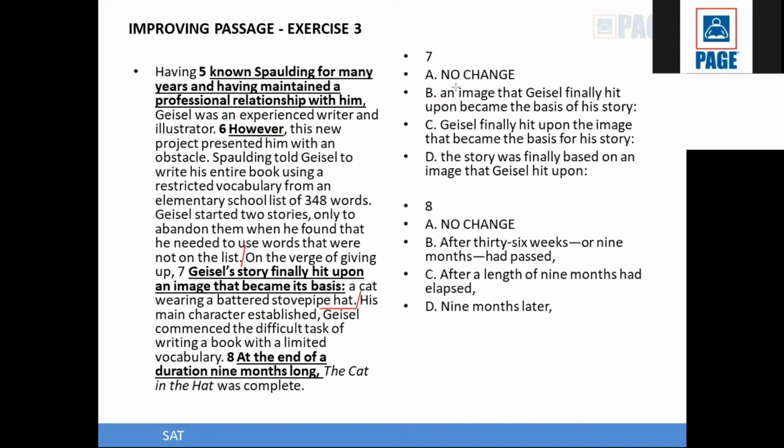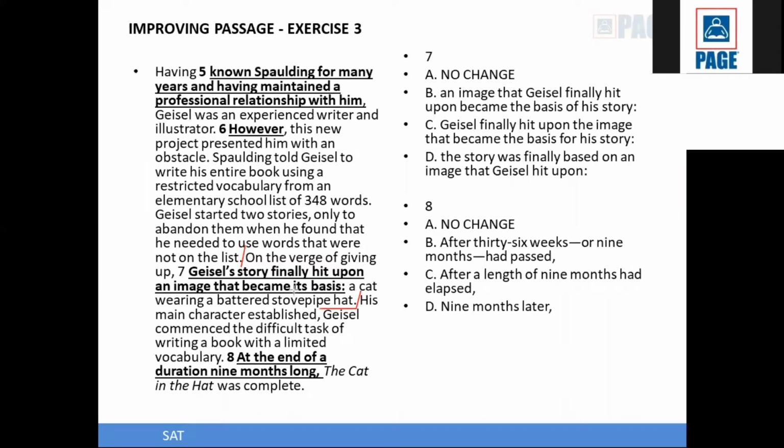What did they say? They just wanted us to find out whether we need to have any change in the sentence or not. Nothing is given. So, "on the verge of giving up", so he was tired. He did not know what to do. "Gaze's story finally hit upon an image that became its basis": colon marks. That means he's going to explain further. "A cat wearing a battered stovepipe hat." So "finally", an -ly word, adverb. "Finally hit upon an image that became its basis."